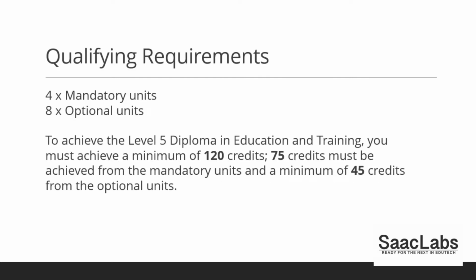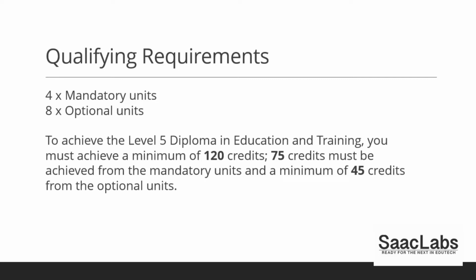so in order to qualify, there will be 4 mandatory units as I just shared, and also optional units, which are 8 in total, and you have the opportunity to select the optional units that you would like to attend, and there will be a total of 120 credits that you would need to obtain in order to achieve the Level 5 Diploma in Education and Training. 75 of these credits will be achieved from the 4 mandatory units, and a total of 45 credits will be achieved from the optional units.